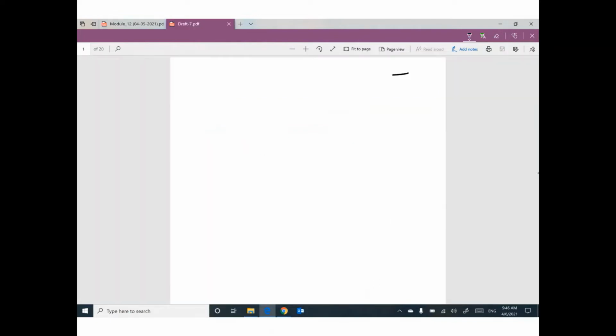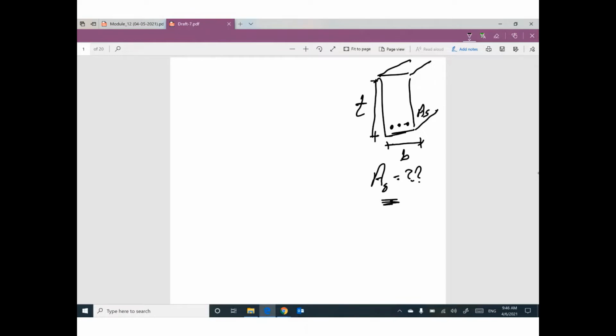Just a reminder, last semester we learned if you have a concrete beam with steel reinforcement area steel, we learned how to design this beam, how we can assume this width, how we can assume the thickness, how we can figure out the required area steel, and how we can convert it to number of bars. We learned all of this stuff last semester for reinforced concrete beams.